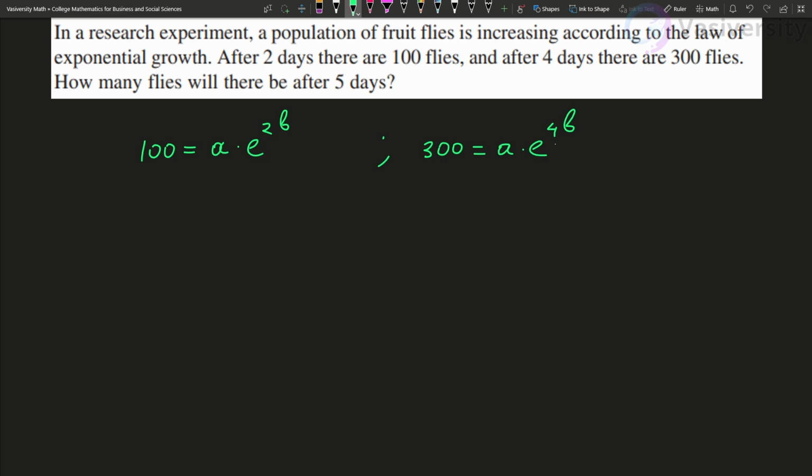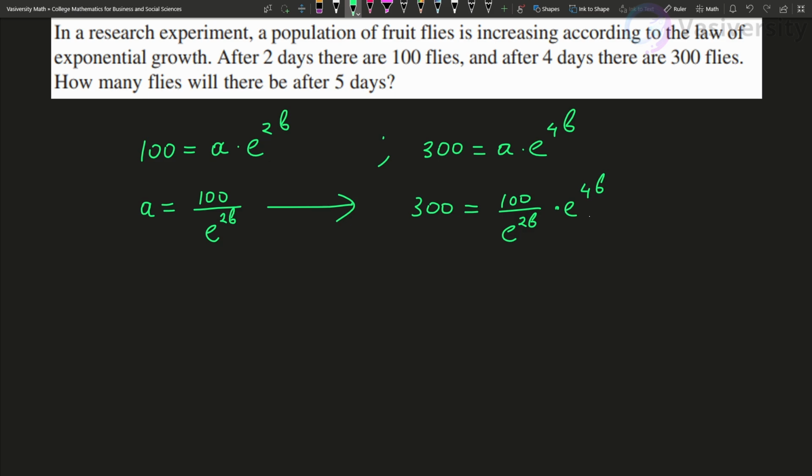Now the first thing is, let's write the first equation and express a. So a is equal to 100 divided by e to the 2b, because I divided both sides by e to the 2b. And now let's plug that into the second equation. So we have 300 is equal to 100 over e to the 2b times e to the 4b.